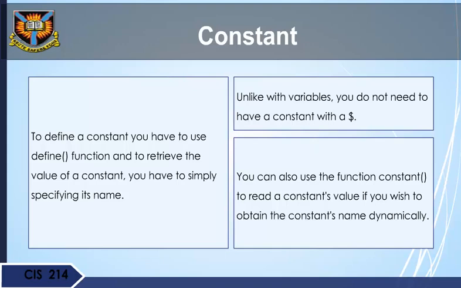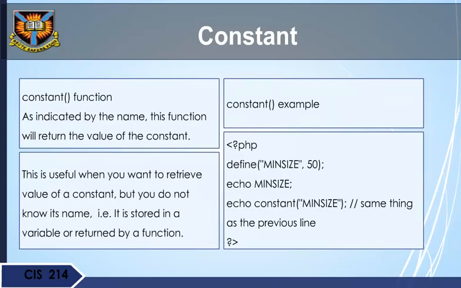To define a constant, you have to use the define function, and to retrieve the value of a constant, you have to simply specify its name. Unlike with variables, you do not need to have a $ with a constant. You can also use the function constant to read a constant's value if you wish to obtain the constant's name dynamically. The constant function, as indicated by the name, will return the value of the constant. This is useful when you want to retrieve the value of a constant but you do not know its name. That is, it is stored in a variable or returned by a function.